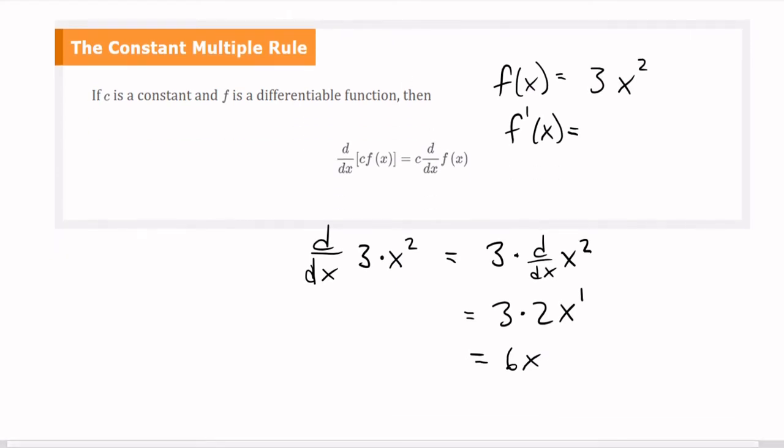There you go. Constant multiple rule. If you have a number multiplied in front, you can just move it out of the derivative. It doesn't go away, right? It's still there, but you can move it out.